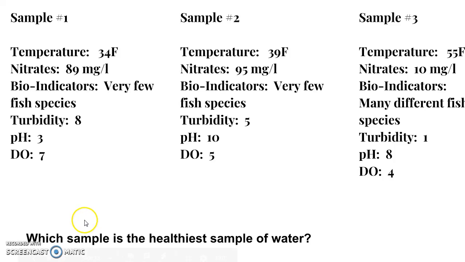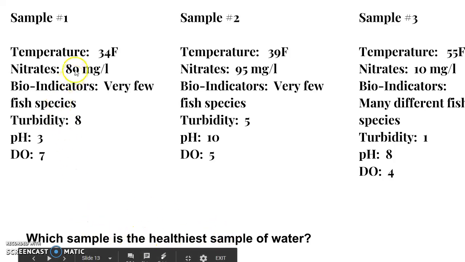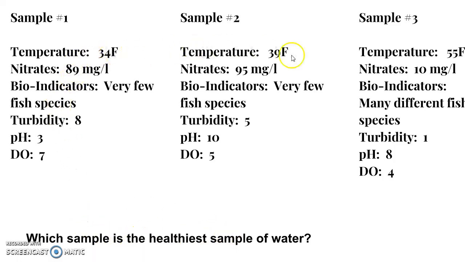The question is, which sample is the healthiest? So here we have relatively good temperatures, nitrates. You want your nitrates to be around 10. Keep in mind, nitrates means fertilizer or nutrients or in some cases poop. So you want the level to be really low. So right away, I'm going to look at sample 3 because it has a low 95 and 89, that's a lot of poop in the water.